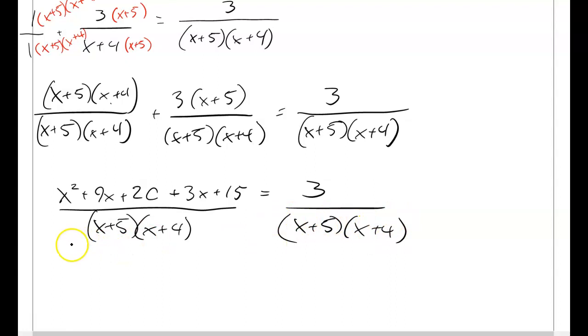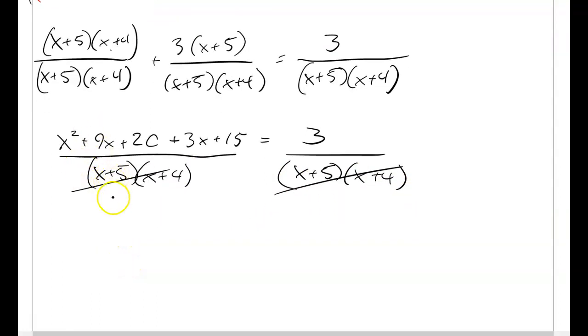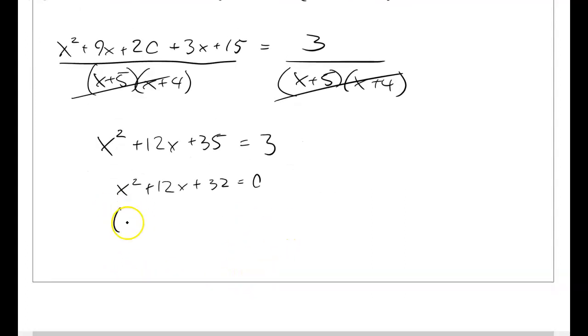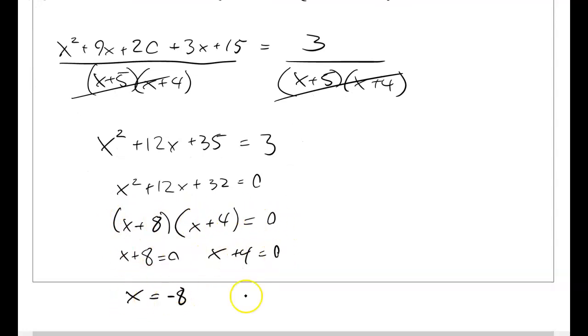And then when we have common denominators on both sides of the equation, we can multiply them out on both sides. And I'm going to go ahead and combine some like terms too. So there's our equation. It's again a quadratic equation. So we want it equal to 0, and we're going to solve by factoring.